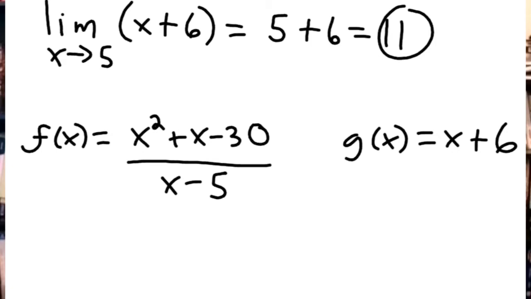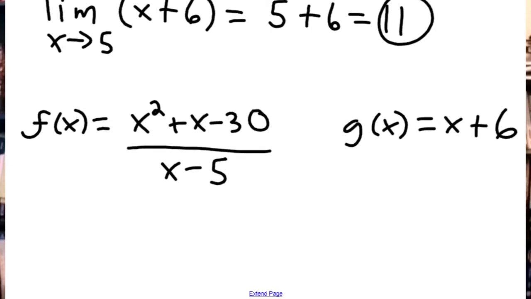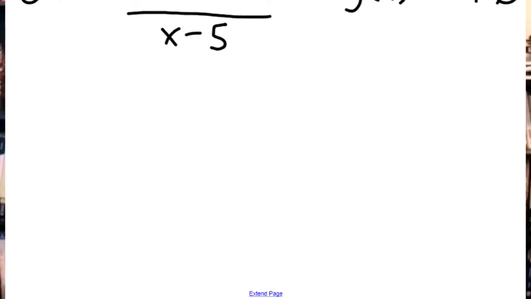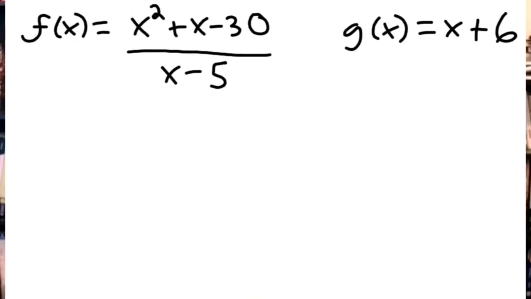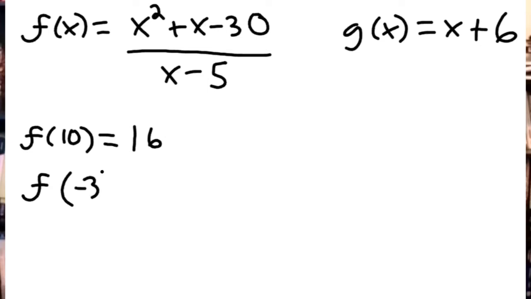And I'm going to use just some sample values. So for instance, I'll plug a few numbers in to f of x. And I'm going to show you those are the same values if I plug the same number into g of x. And there's only one value when they don't agree. So let's say I find f of 10. If I plug in 10 into f of x, I'm going to get 16. Let's say I find f of negative 3. If I plug in negative 3 into f, I'm going to get 3.